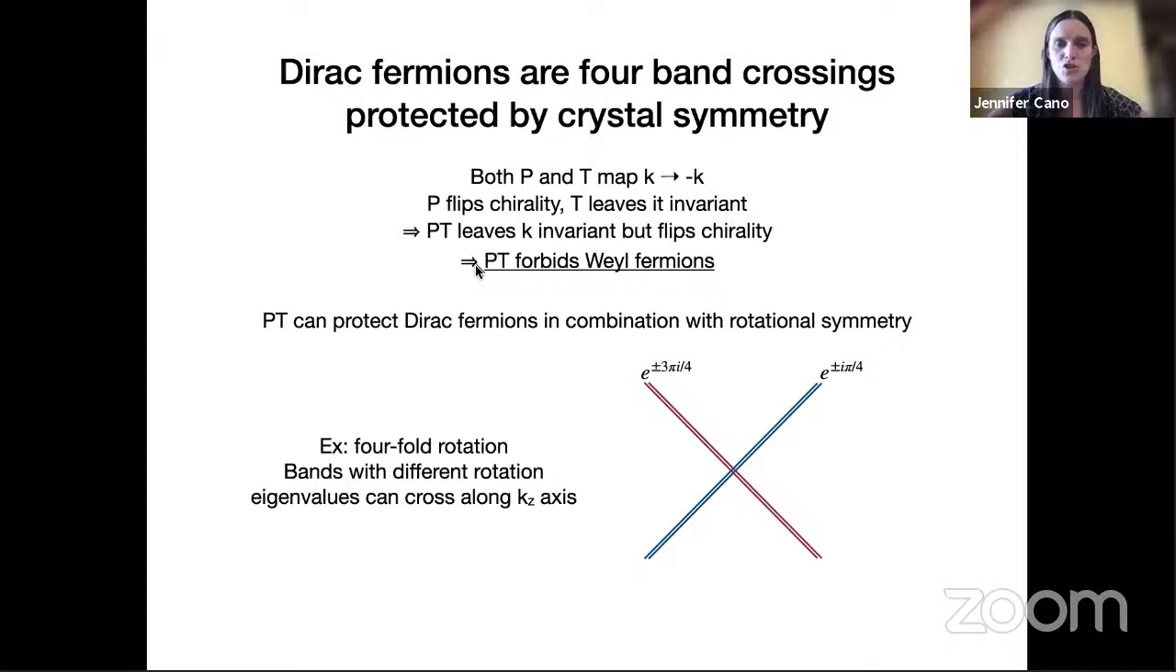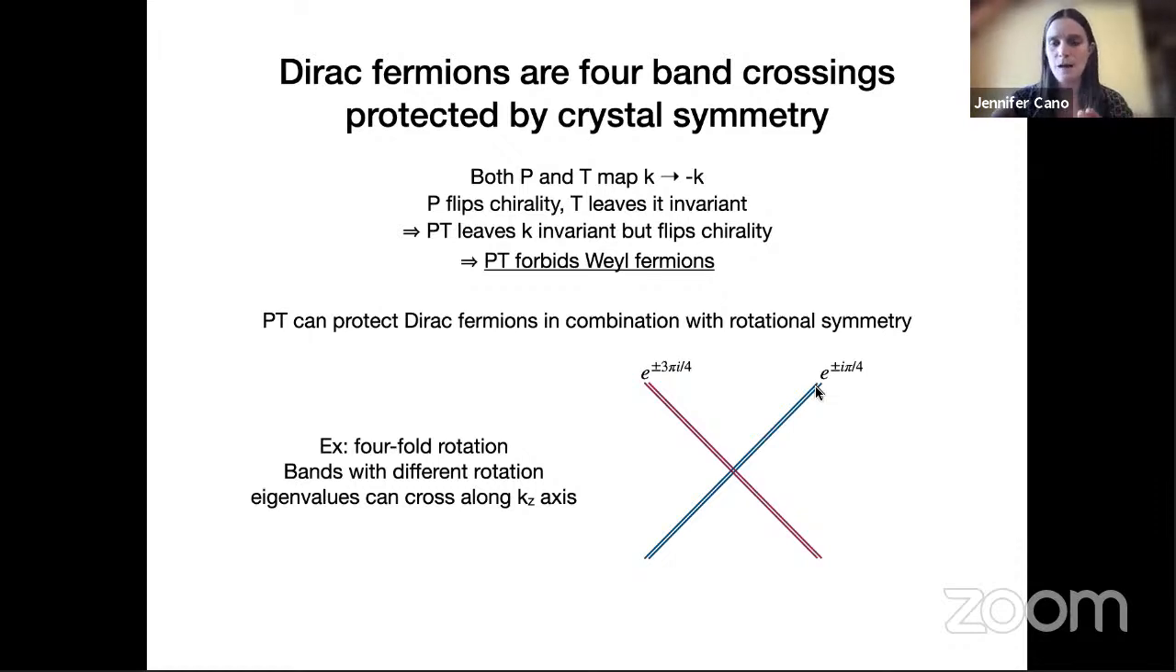Now, it requires not just this PT combination, but also rotation symmetry to protect this. And so to me, the easiest way to think of this is, let's do an example. Suppose that we have fourfold rotation symmetry along, say, the Z axis. Then along that axis bands have fourfold rotation eigenvalues. There's four possible eigenvalues, which are the fourth roots of minus one. And so the PT inversion times time reversal symmetry will cause bands to be doubly degenerate. And because of the anti-unitarity of time reversal, these doubly degenerate pairs will have opposite fourfold rotation eigenvalues.